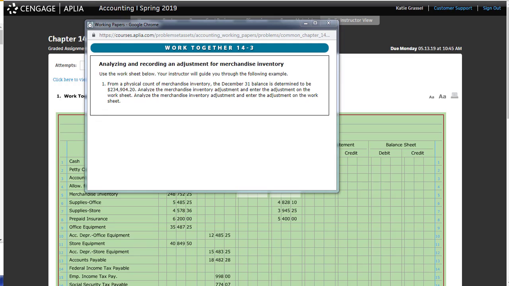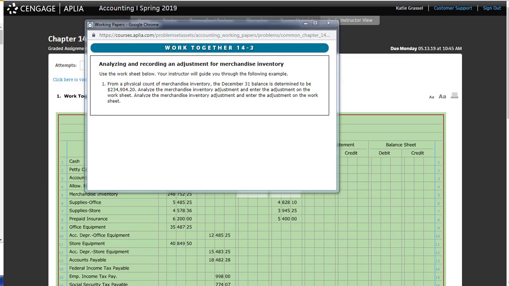Okay, so on Friday, we went through and we did our trial balance on our worksheet. Purpose of a trial balance, make sure debits and credits are equal. The other thing that we did within our trial balance is we went through and we did our adjustments that we had known before. We did supplies and we did prepaid insurance.